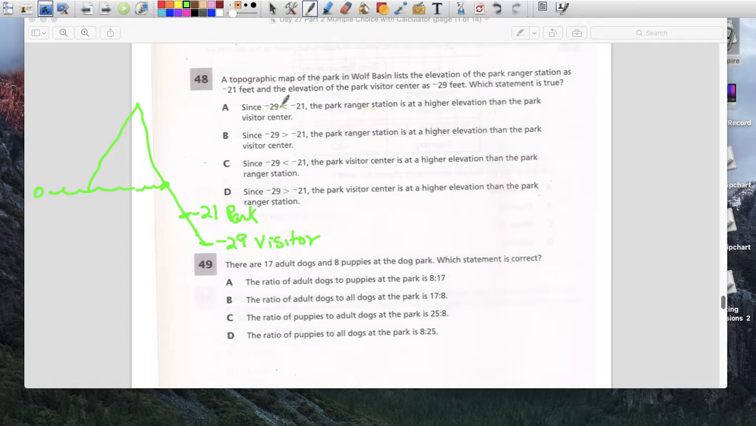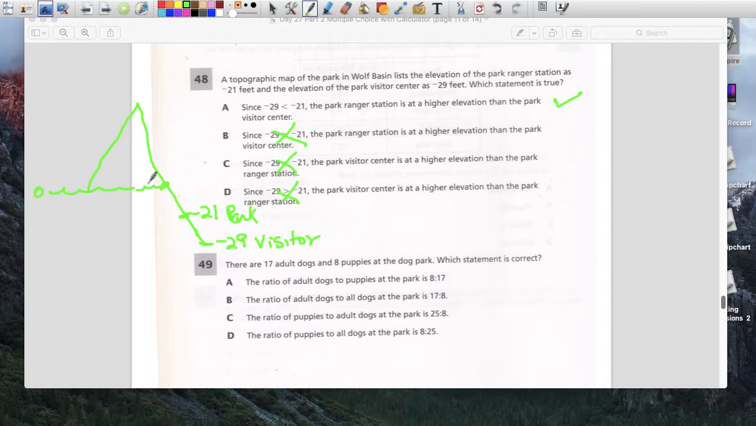Since negative 29 is less than negative 21, the park ranger station is at the higher elevation than the park visitor center. That's true. Since negative 29 is greater than negative 21, you can already ignore that. Since negative 29 is less than negative 1, the park visitor center is at the higher. Nope. And since negative 29 is greater, that's also no. So you can eliminate B and D right away because negative 29 is not greater than negative 21.